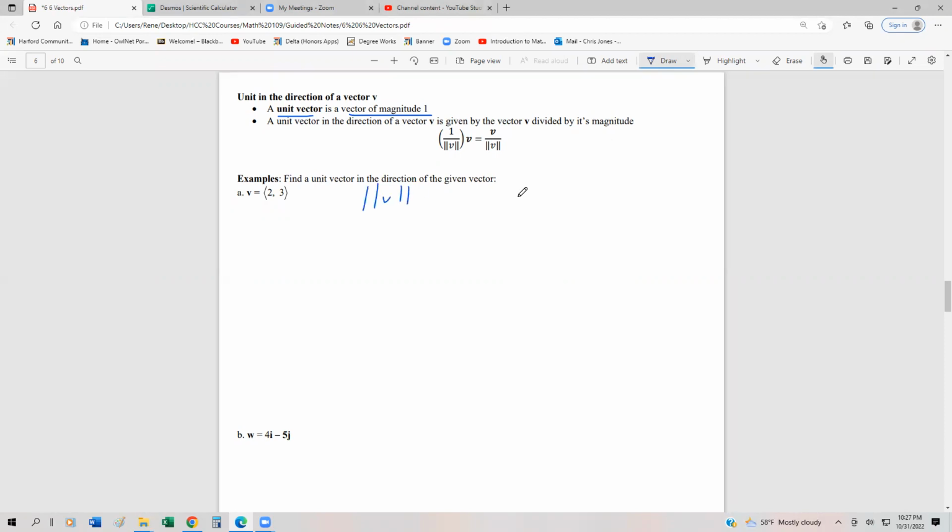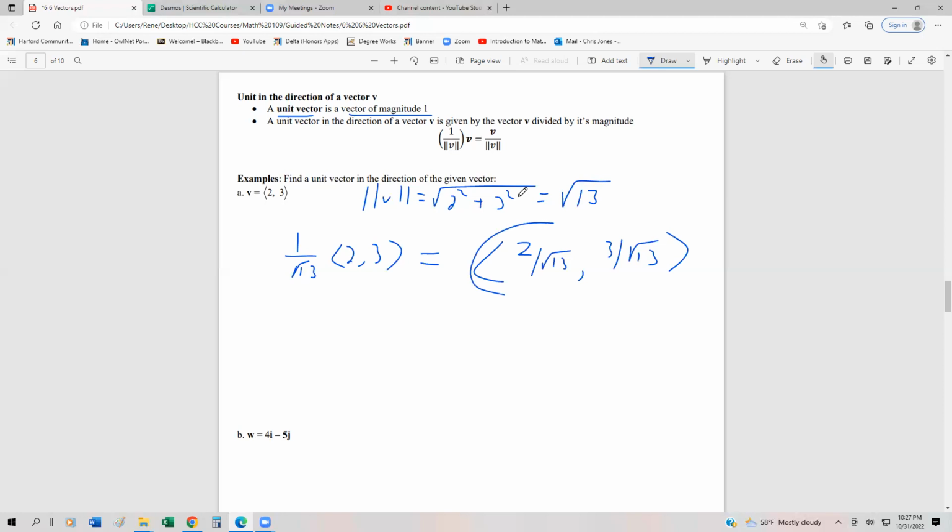The magnitude of v is going to be equal to the square root of 2 squared plus 3 squared, and we can clearly see that's going to be the square root of 13. It'll be 4 plus 9. And so we could just take 1 over root 13 and multiply it by 2 comma 3 in component form. We could write this as 2 over root 13 comma 3 over root 13, and this would be a unit vector in the direction of 2 comma 3.